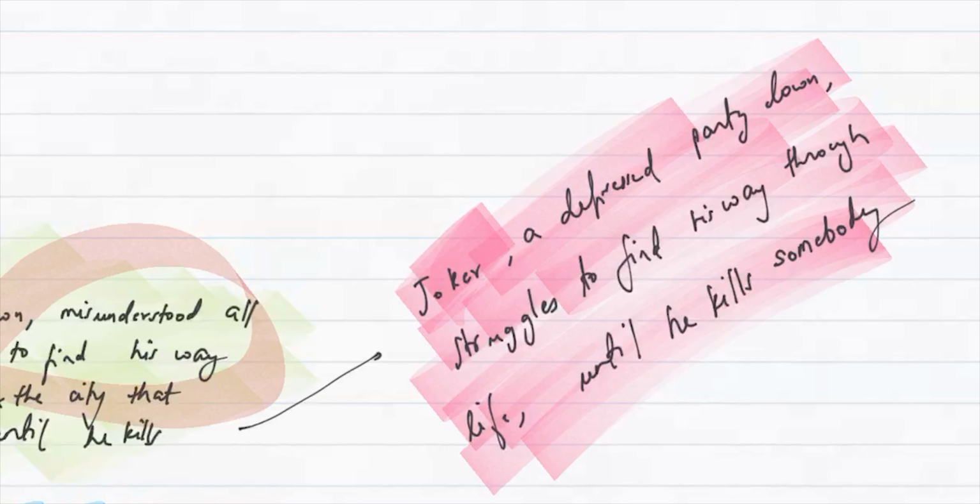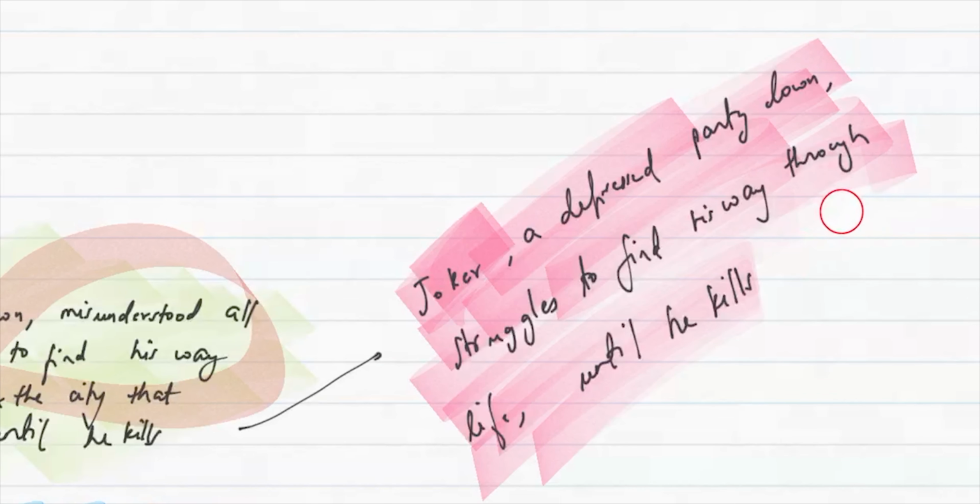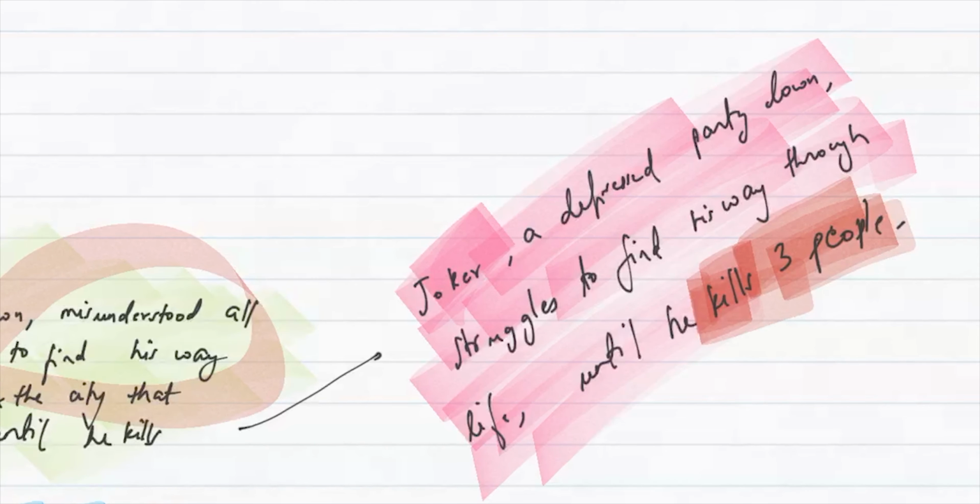This is cancelled. We'll go with Joker, a depressed party clown, struggles to find his way through life until he kills somebody. 3 people sounded nice, man. I want to go with that. Okay. The plot kills 3 people. Yes. Whoa. Nice. Oh, the blood. Oh, kills 3 people. Oh, this is stunning.